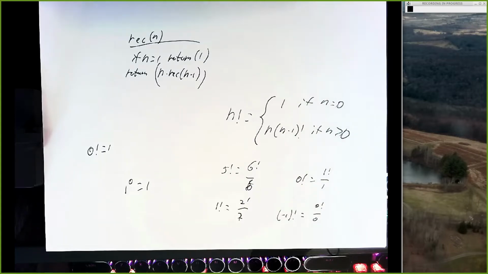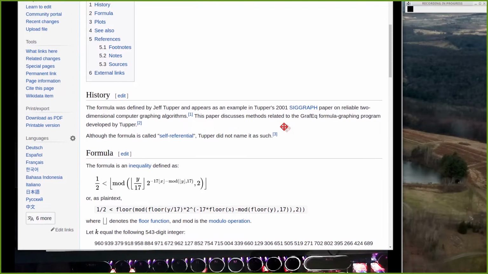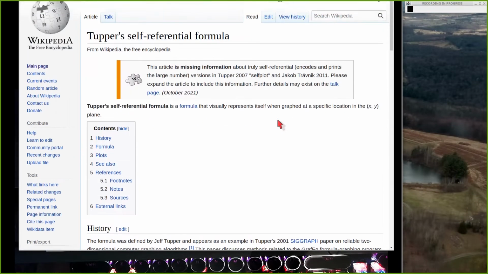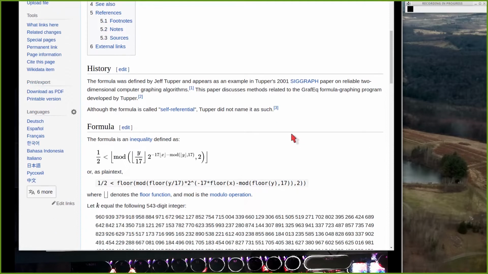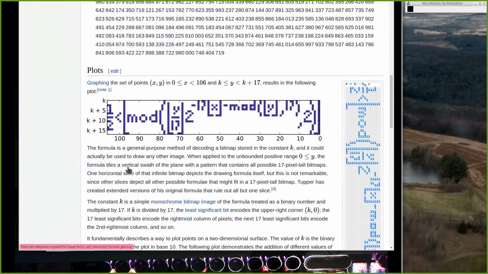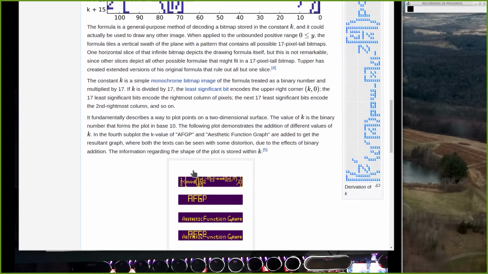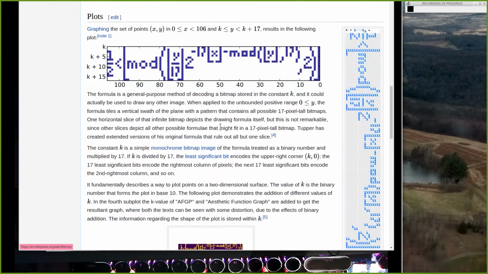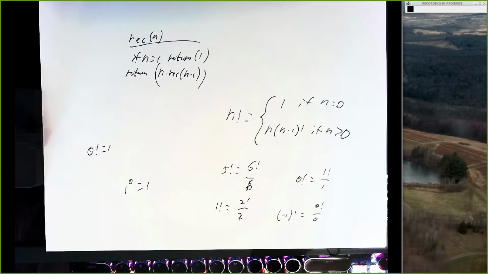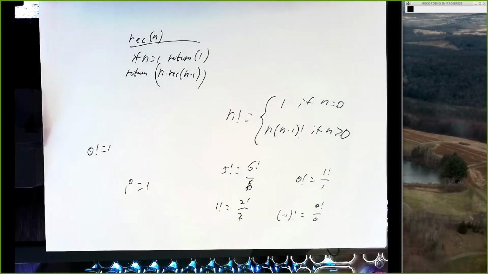Interesting. Have you ever seen that before? I have not. Figure that's awesome. All right. So somebody just posted this in chat. So this is called Tupper's self-referential formula, and it's this formula, right? And if you graph it, this is what the graph looks like, which is awesome. Love that. The coolest thing I've ever seen. Yeah. One of. I have no idea how on earth you'd figure that out.